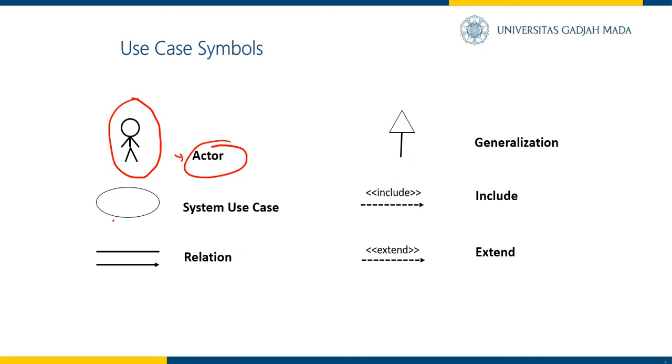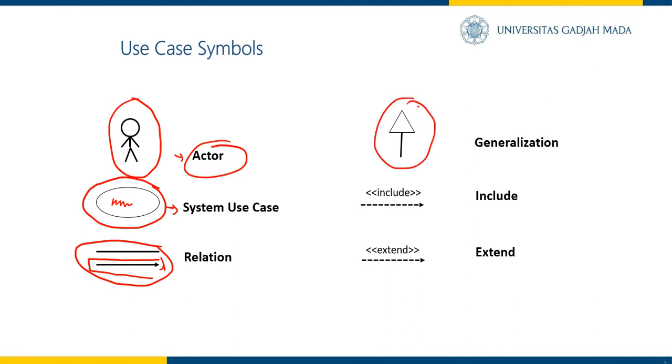and then the system use case, which is represented by an ellipse, and when we are going to give it a name, we just write it inside the ellipse. And then the relation or the association can be just a single line like this one, or with an arrow like this one.